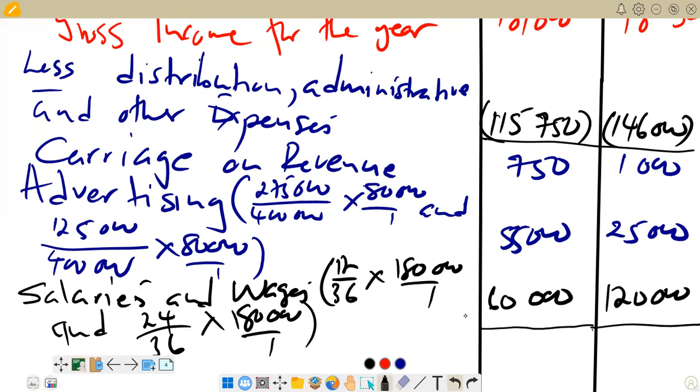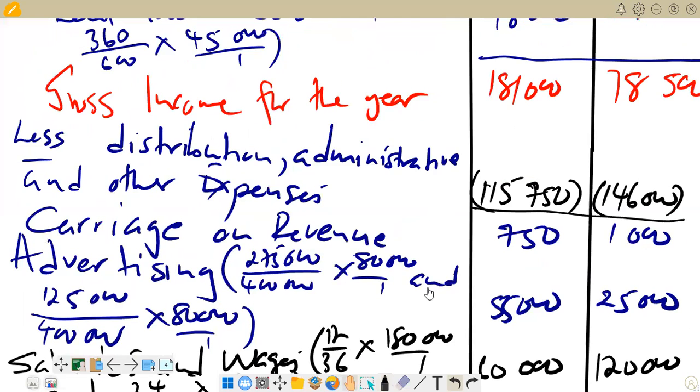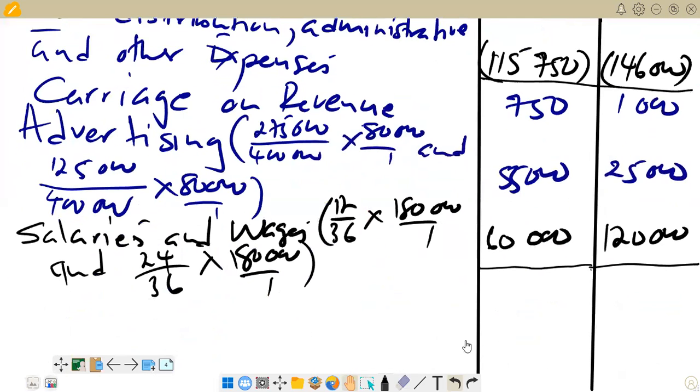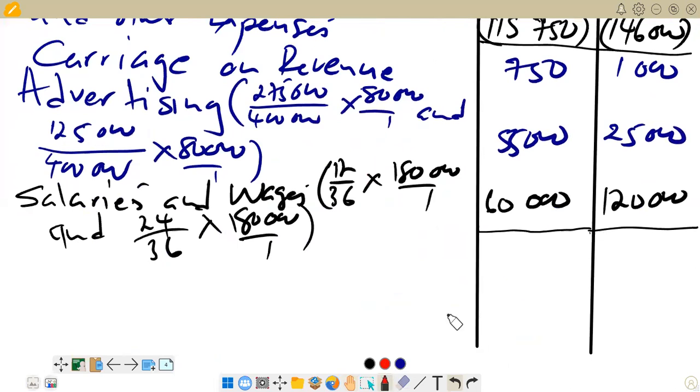On top there we've got gross income for the year. So we are saying gross income for the year minus distribution, administration, and other expenses total, and then you get your figure for profit or loss for the year. If you get a positive figure, it's a profit. If you get a negative figure, it's a loss. So 181,000 minus 118,750, the figure that we are supposed to get there, we are going to get 62,250 as a positive. So this is a profit, because it's a positive figure.